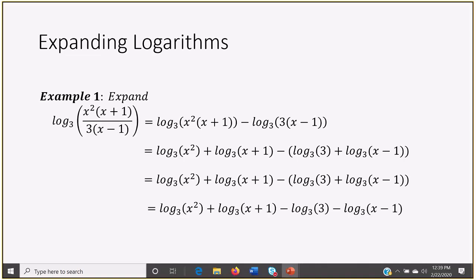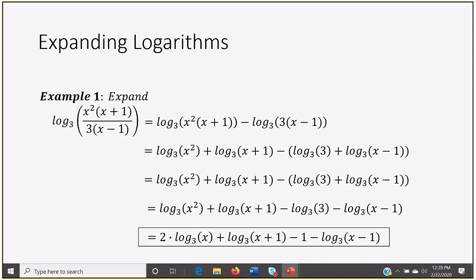Next step, I distributed my negative to both terms on the right side. And then I did kind of 2 steps in this last before getting to my answer. So I don't want to have a power, so looking at that first log, I'm going to use the power rule, bring the 2 in front.